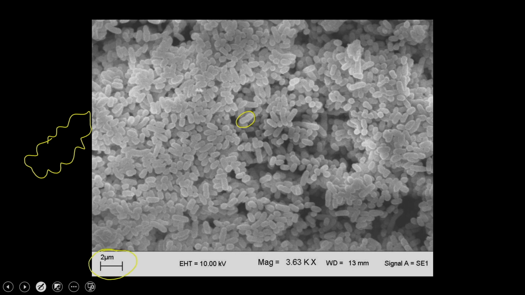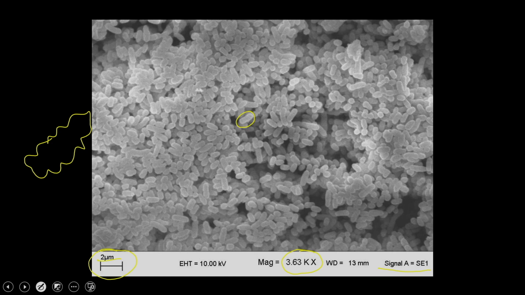This is the scale at which this photo has been taken. The scale is 2 micrometers. The magnification you see is 3.663 K, and this has been collected in the secondary electron mode. You can actually have other kinds of modes as well, which give us more information about the surface chemistry of the molecule.